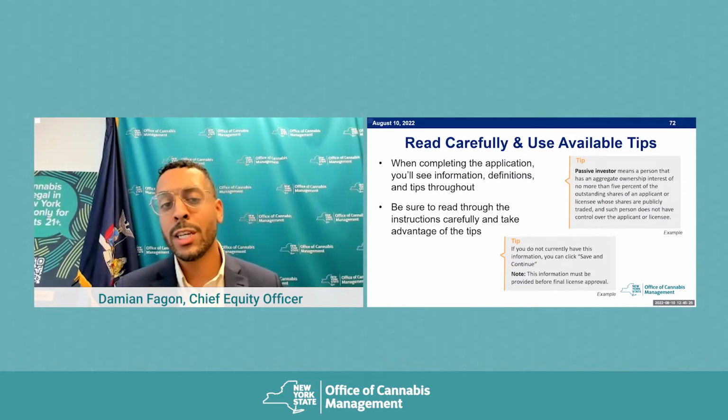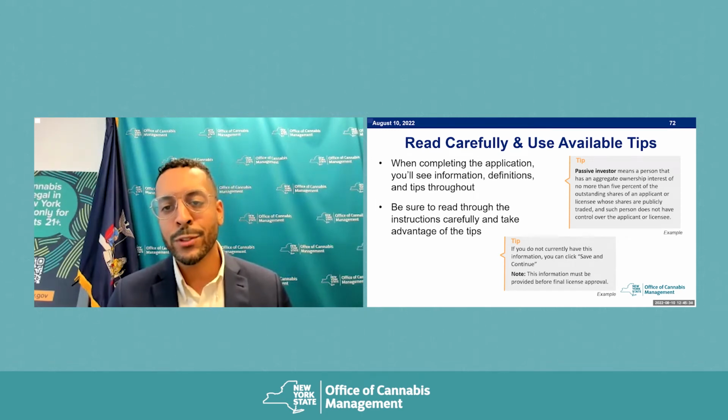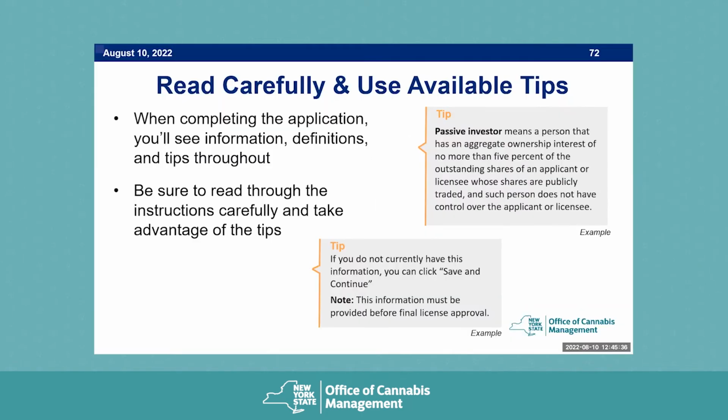Throughout the application, OCM has built in a series of help and tip boxes. These boxes will pop up in different sections of the application to provide tips and information. A few examples from the application are shown here. Some tips further explain the requirements, others explain the application process. Read these tip boxes carefully. They are meant to help you.